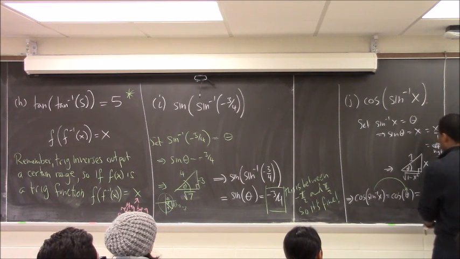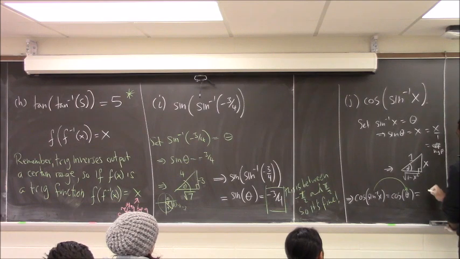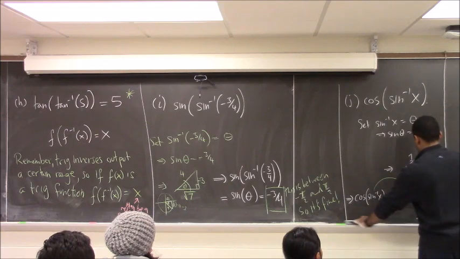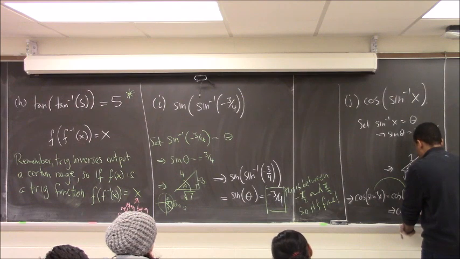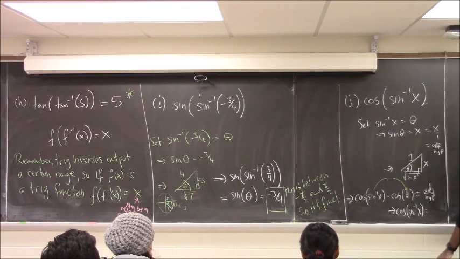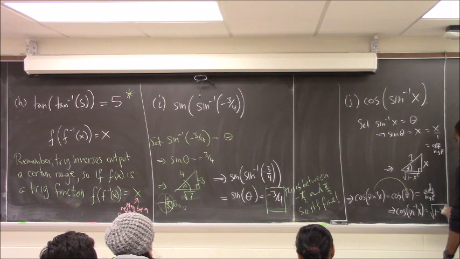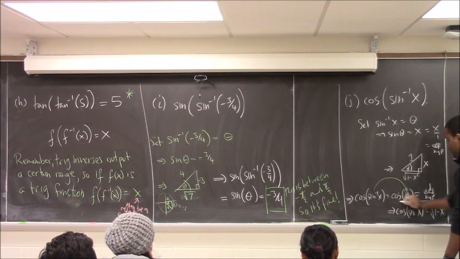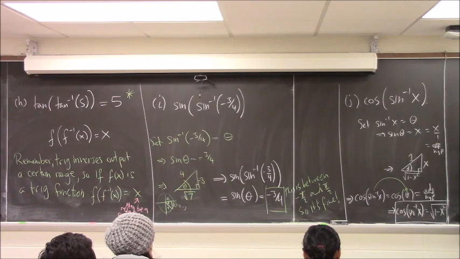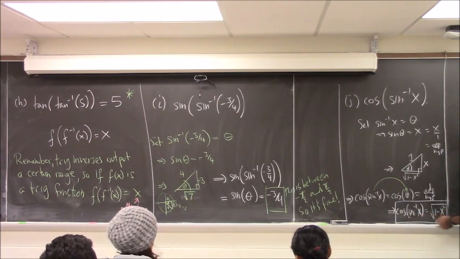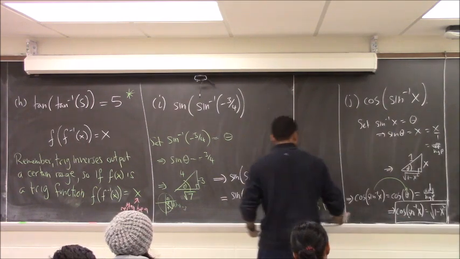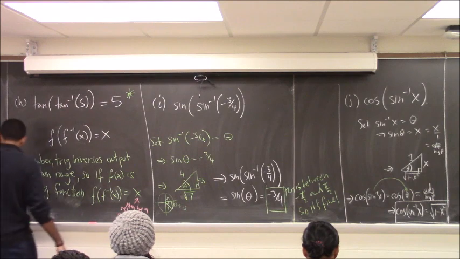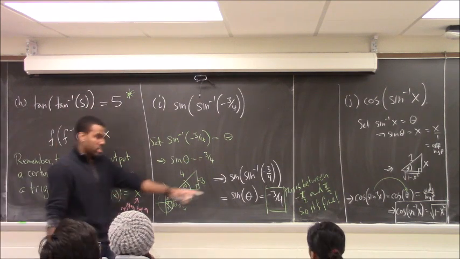And if I wanted to do cosine of theta, I can use the triangle. This is just going to be adjacent over hypotenuse. So that means the cosine of sine inverse of x is going to be the square root of 1 minus x squared. So I can actually write this without trig functions. In Calc 1 you're going to derive something called the derivative of sine inverse, and you're actually going to use this fact to figure it out.